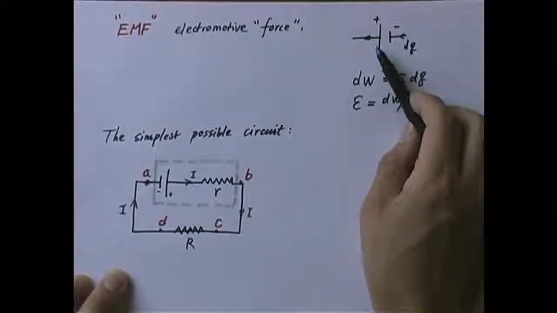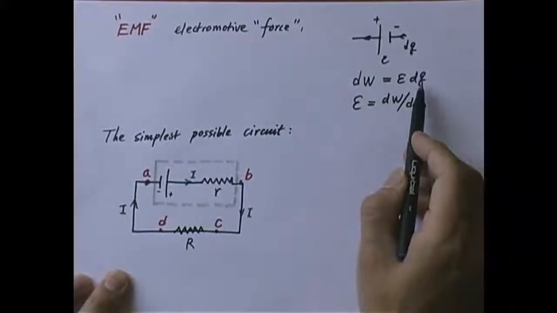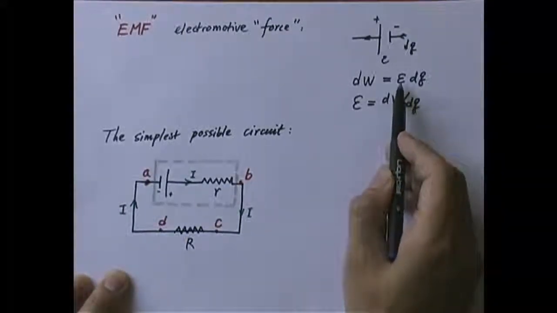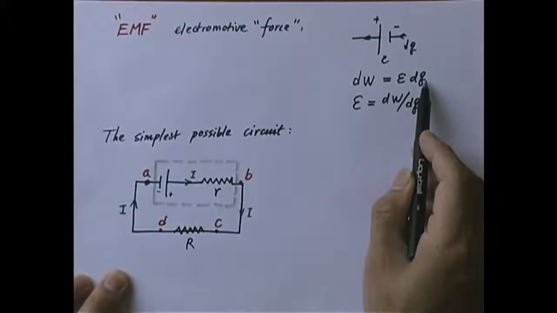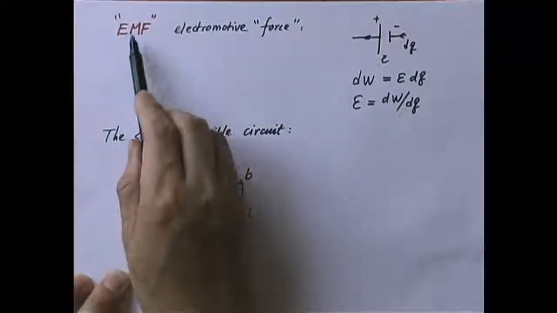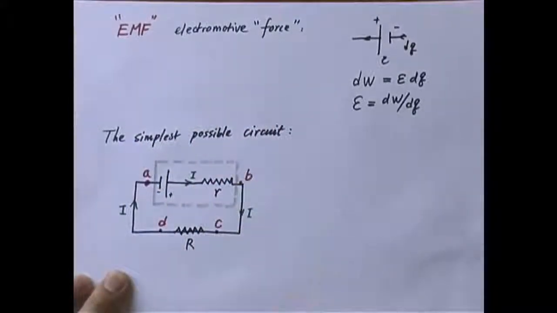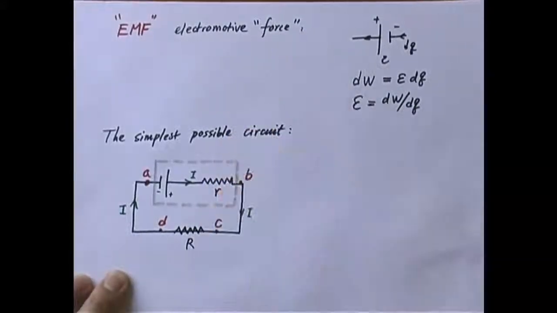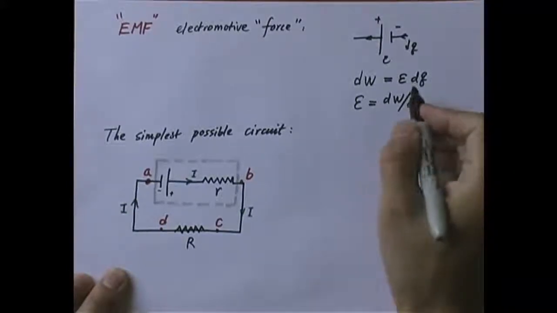Okay, so how much work is done by that battery in lifting this much charge from here to there? Well, the amount of work done, of course, is proportional to dq. It is also proportional to a constant, which is a characteristic of the battery. We call it epsilon. So epsilon is dW over dq. We call epsilon the EMF. It's short for electromotive force. I put a quotation mark around the term force because it is not a real force. It's not measured in newtons. What is EMF measured in? In SI units, it is joule per coulomb.